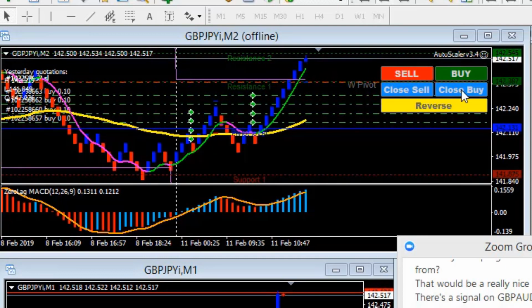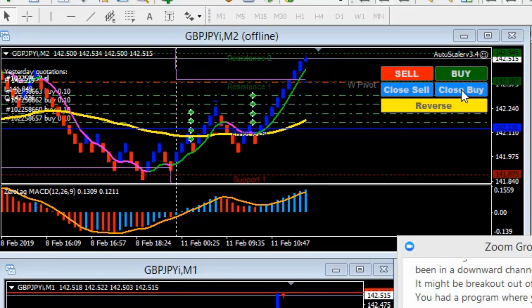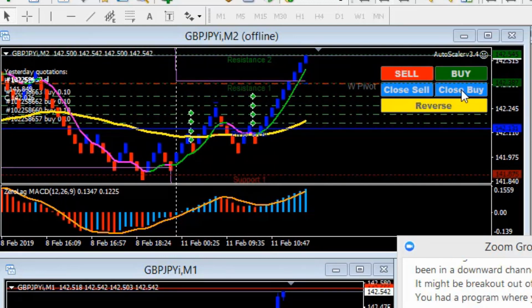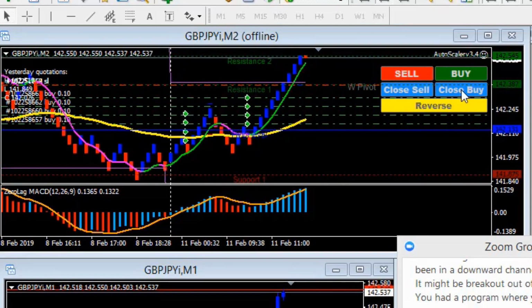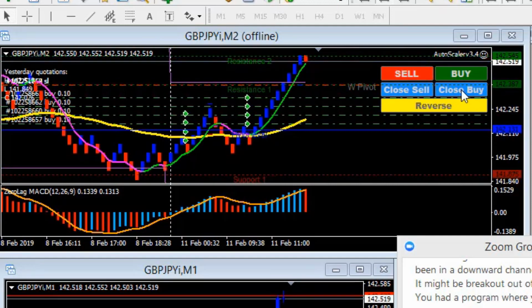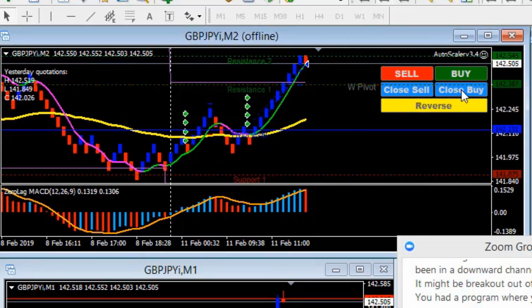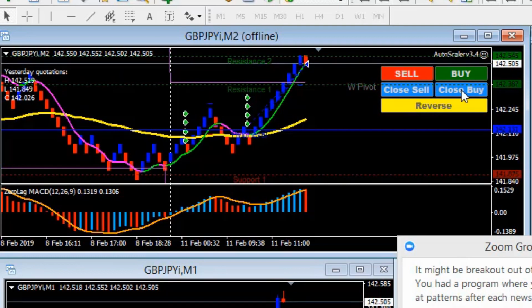If we fall back to 50, I'm closing it. You know what? We hit R2. I'm closing it. I'm good. That's about a 110 pip trade. I'm good.